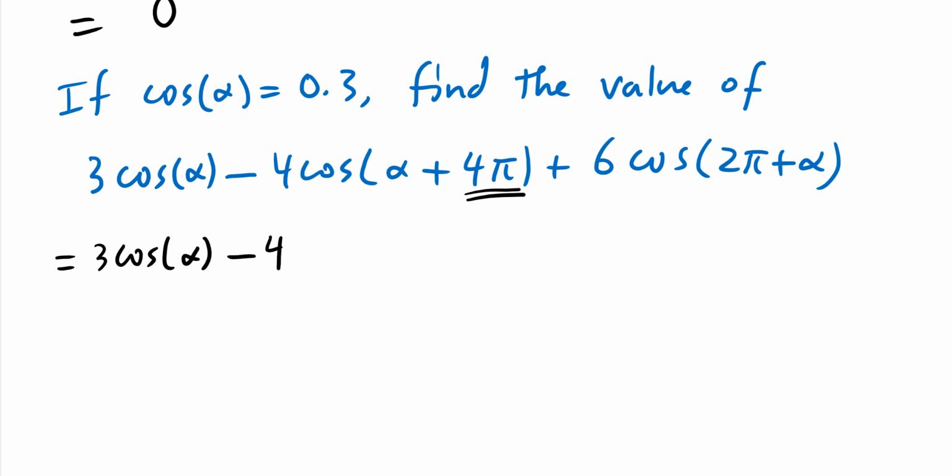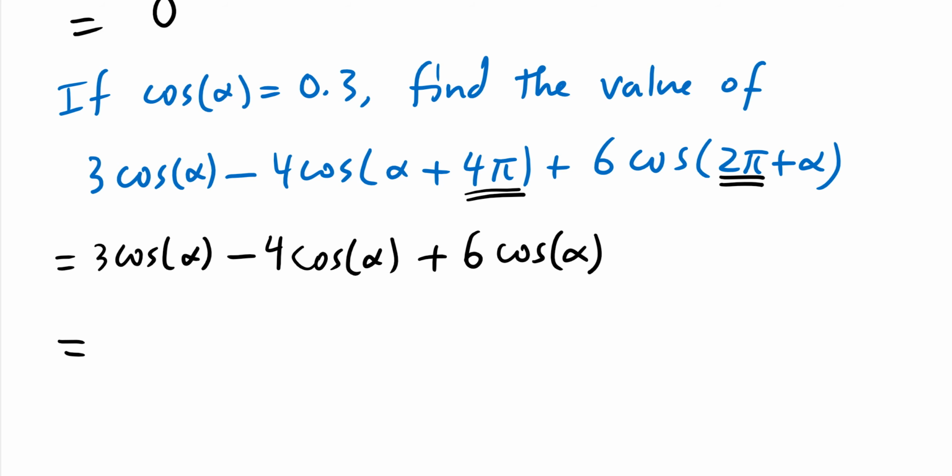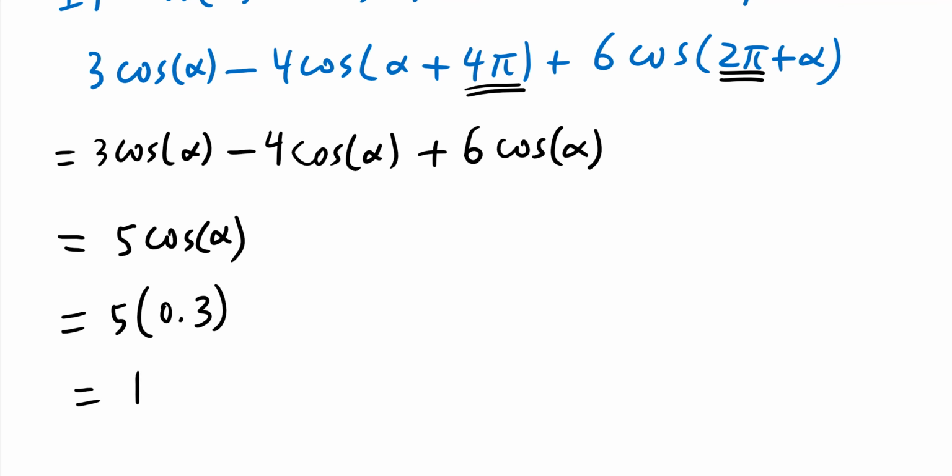Remember, an even number of pi is 0, so you can really drop that out. Another even number of pi, that's a 0. So those are like terms. If you combine them, 6 plus 3 is 9, minus 4 is 5. 5 cosine alpha. So we just multiply the 5 by 0.3, because that's what cosine alpha is given as, and this gives us 1.5.